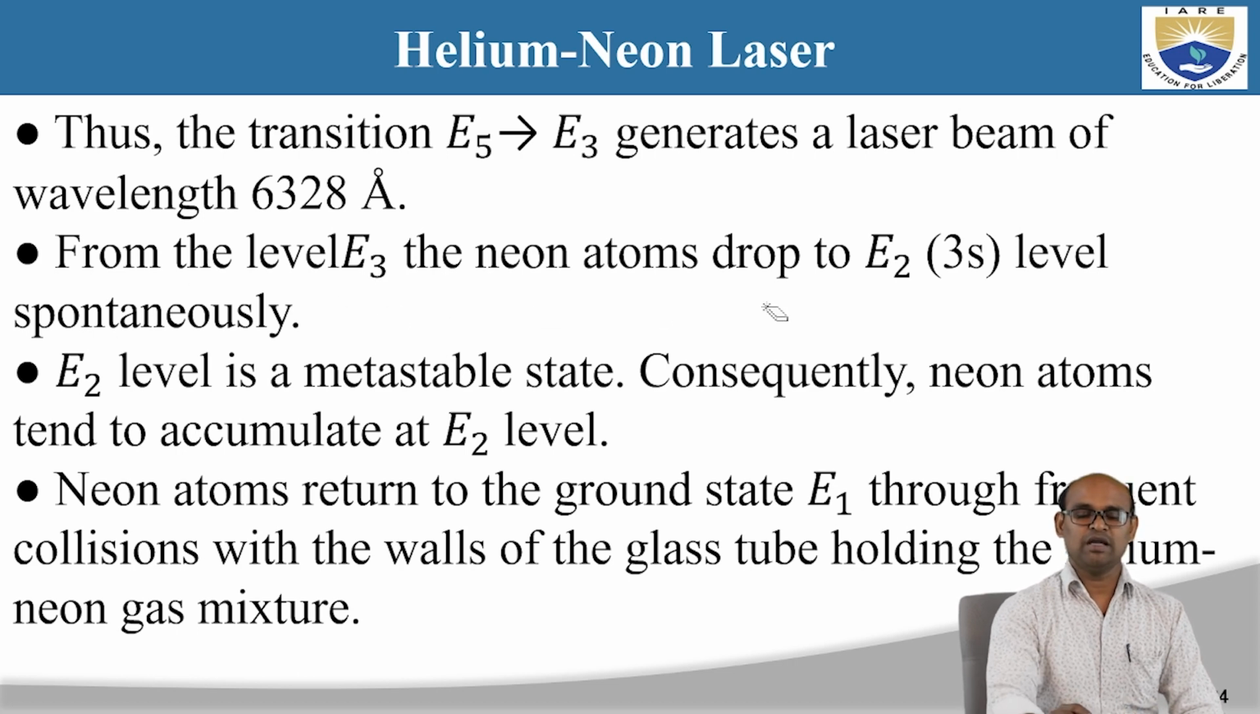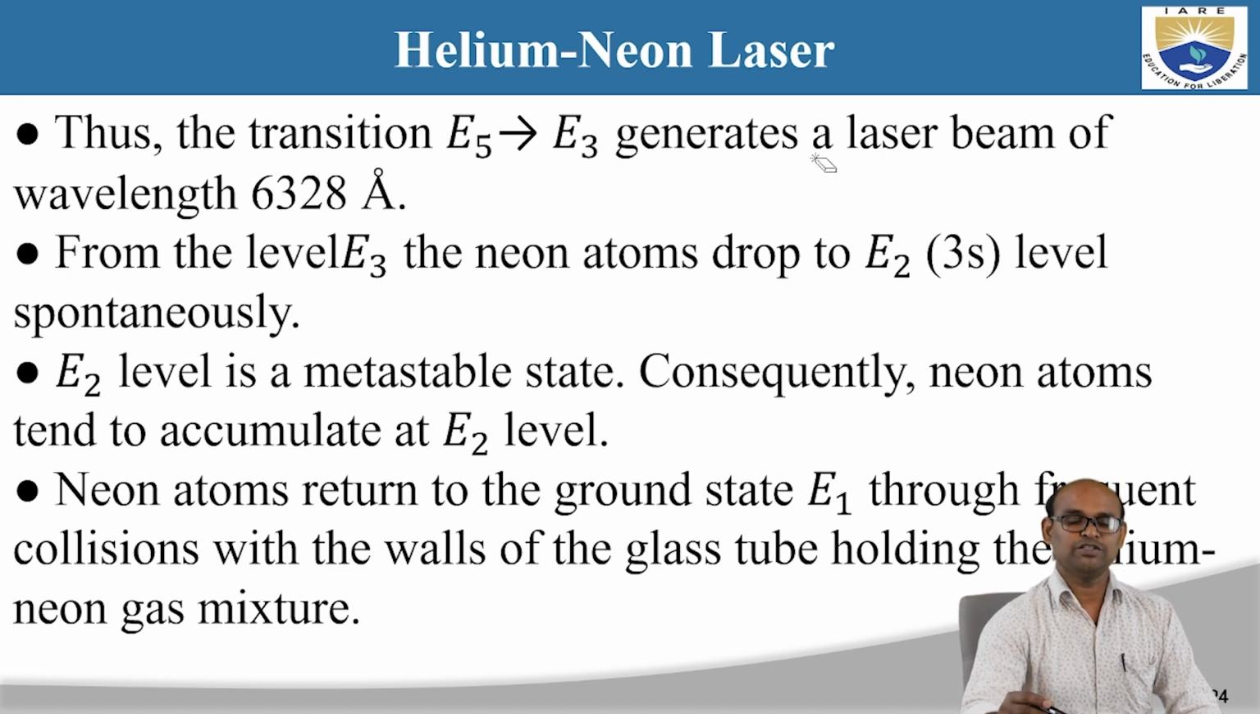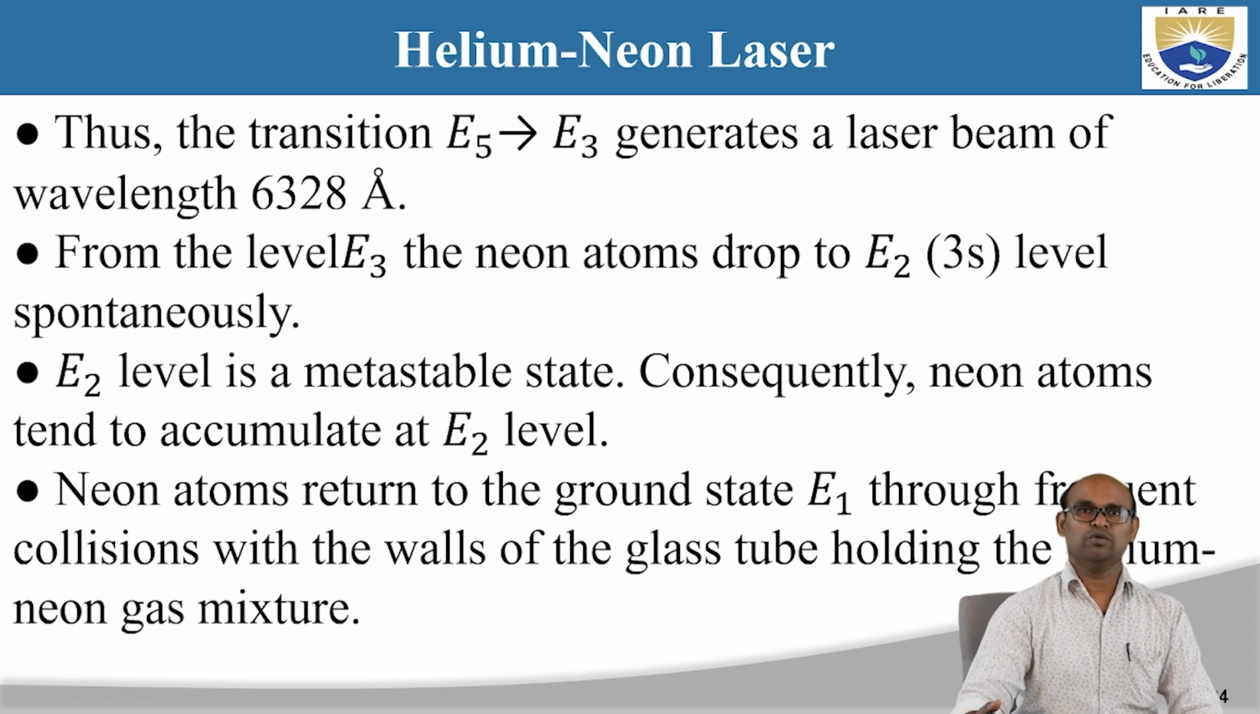So from the level E3, the neon atoms drop to the E2 level spontaneously. E2 is a metastable state. Very good. So E5 and E2 are metastable states. Once you have population inversion between E5 and E3, you have a laser beam coming out with wavelength 6,328 angstroms. But atoms in E3 will decay to E2 spontaneously, and E2 is a metastable state. Consequently, neon atoms tend to accumulate in the E2 level. So what happens to the neon atoms in the E2 level?